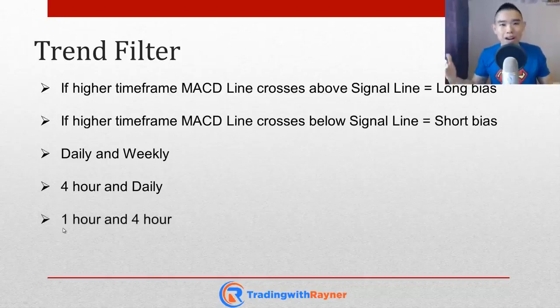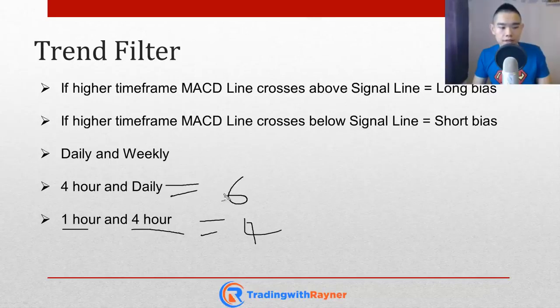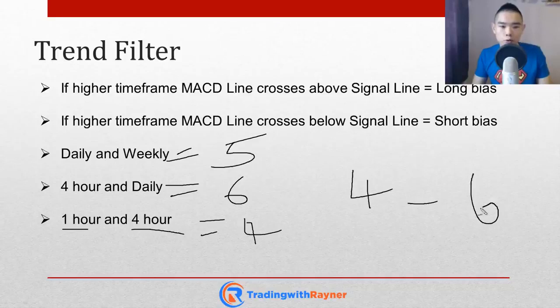If you are trading on the 1-hour time frame, then you can refer to the 4-hour time frame as your higher time frame. So you're pretty much using between a factor of 4 to 6. So what is 4 to 6? If you take this 4-hour over here, divide by 1, that is a factor of 4. The daily has 24 hours, divide by 4, that's a factor of 6. Weekly has 5 daily candle bars, so that's a factor of 5. So anywhere between a factor of 4 to 6, that would be your higher time frame.